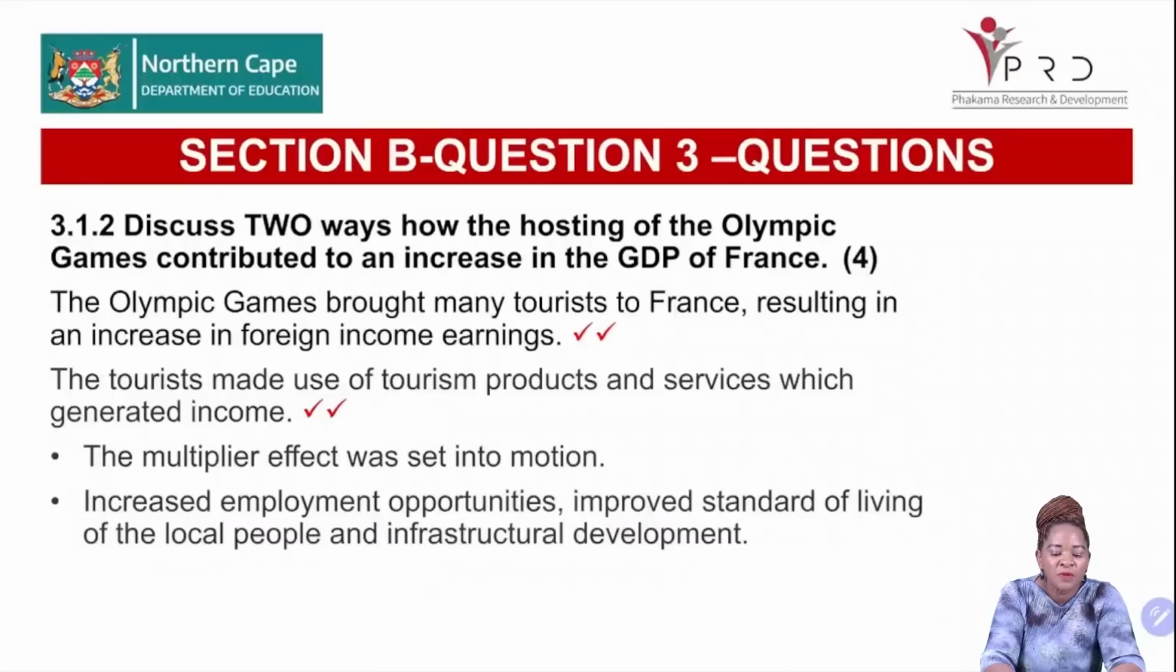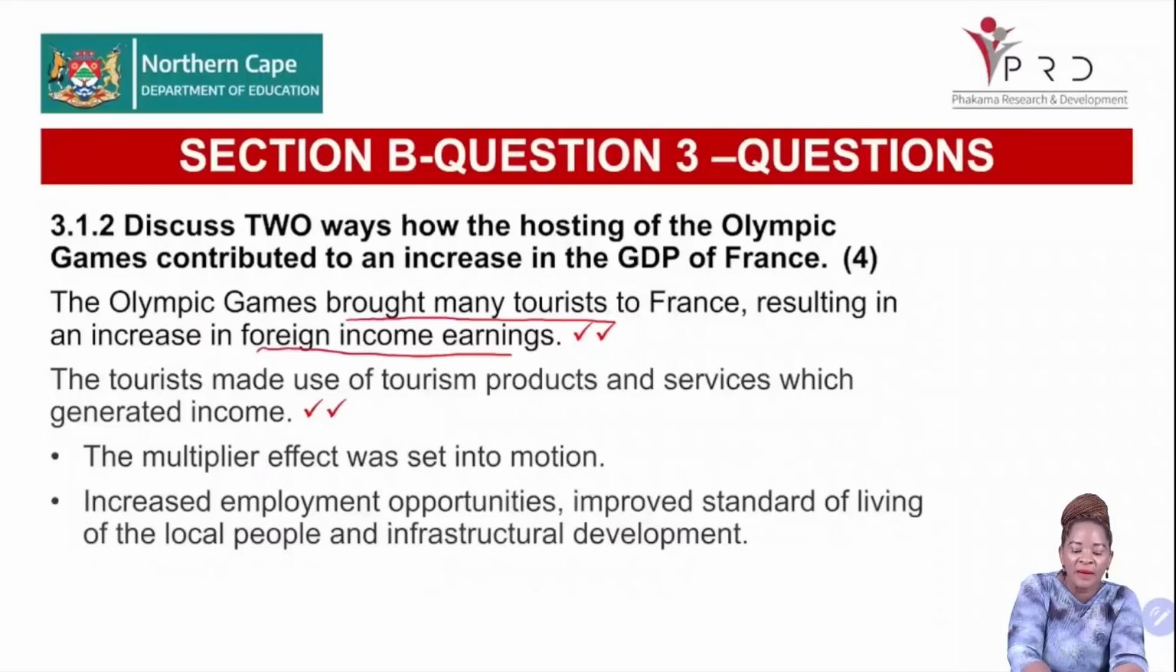The Olympic Games brought many tourists to France, resulting in an increase in foreign income earnings. You see? So many tourists visited France, and that resulted in foreign income earnings. Secondly, the tourists made use of tourism products and services which generated income. Obviously, if they are going to book for accommodation, they book for transport, they are going to use the restaurants. So obviously that is going to generate an income. Anything that they will sell to the tourists is going to generate an income.